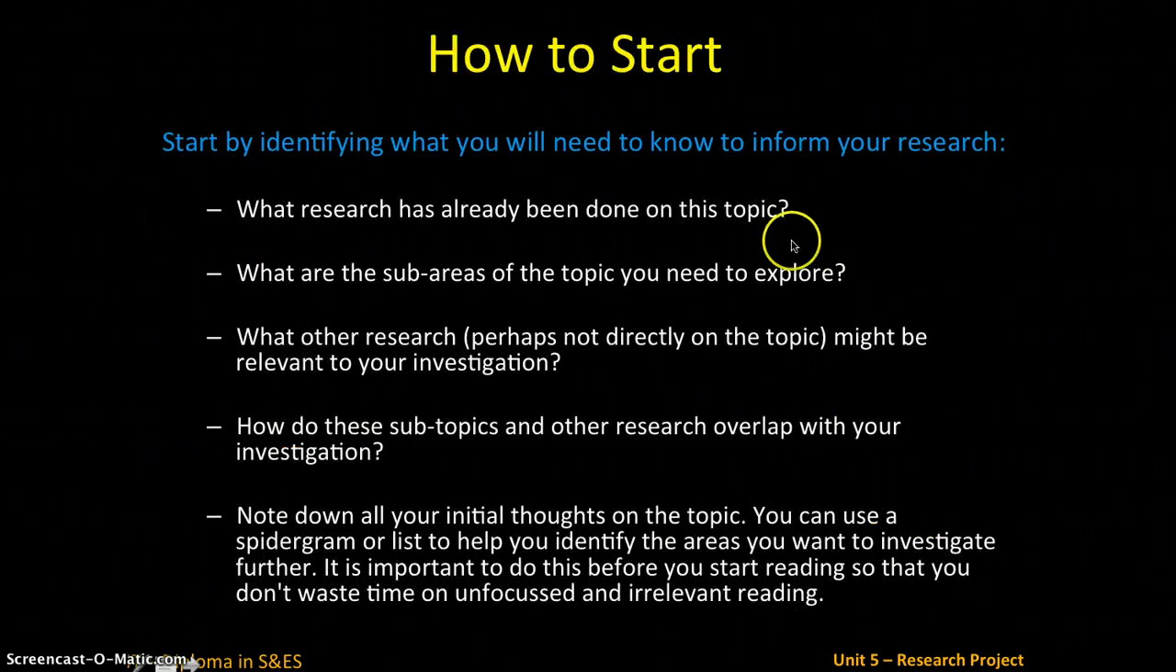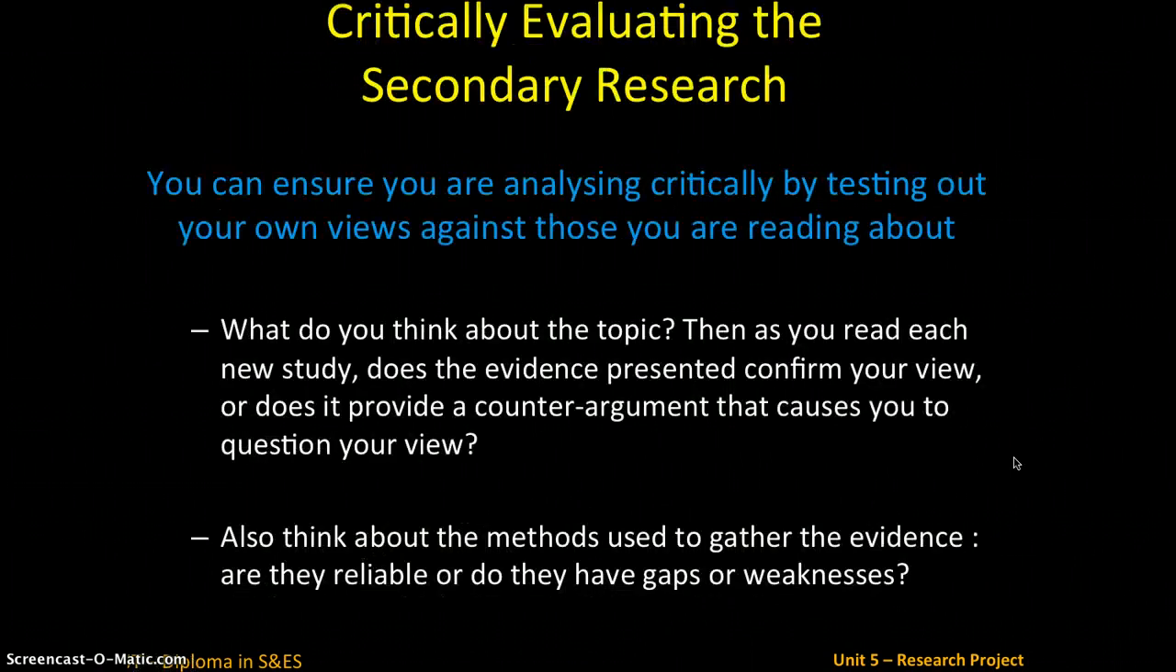So where do you start? You start by looking at what research has already been done, what are the sub-areas or the subtopics that you need to explore. Check those subtopics out in terms of other people's literature, making sure that you link it to how it overlaps with your investigation, and jot down some ideas. The flow chart, the mind map is exactly what I would recommend in terms of getting clarity for yourself.